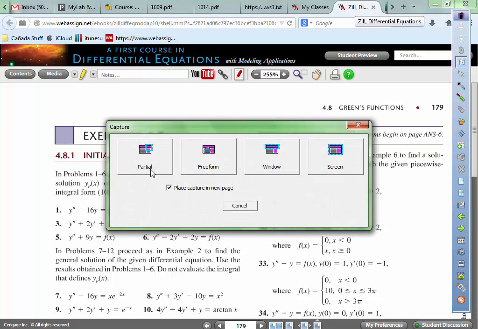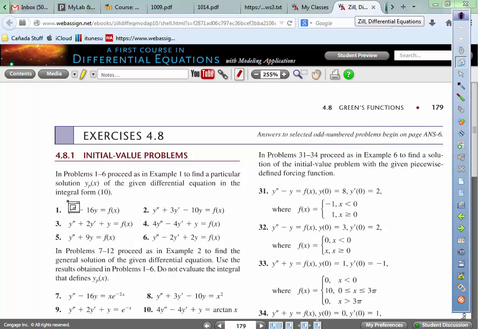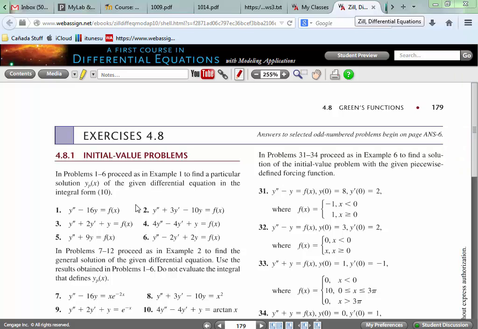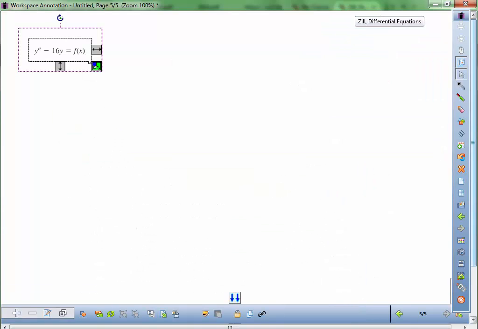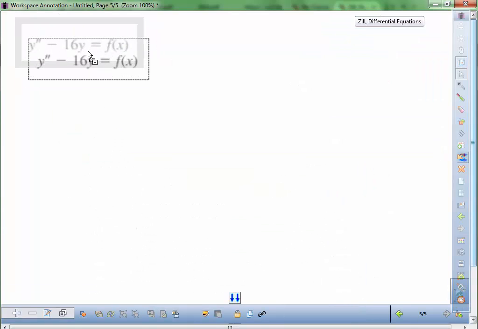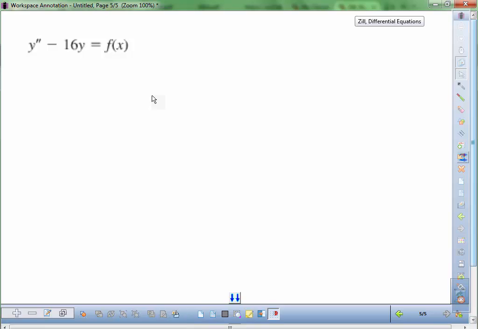Let's try the first one here. y'' minus 16y is equal to f of x, where they don't tell us what f of x is equal to. And they want us to find a particular solution.